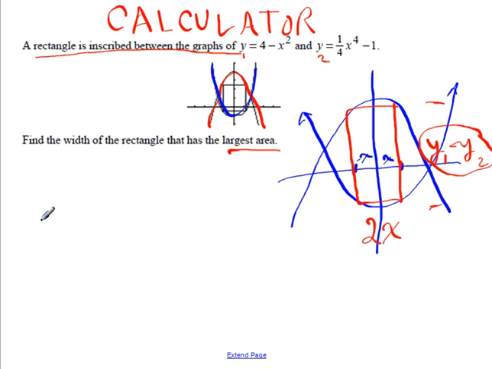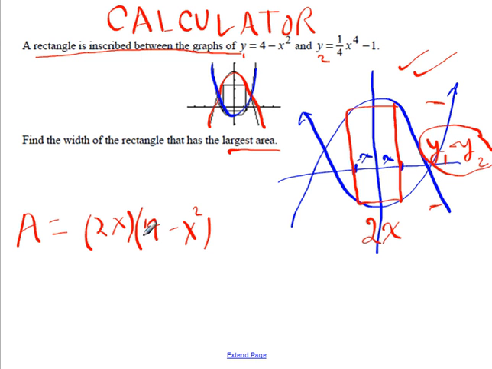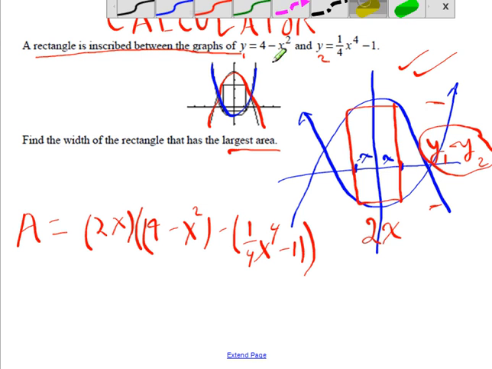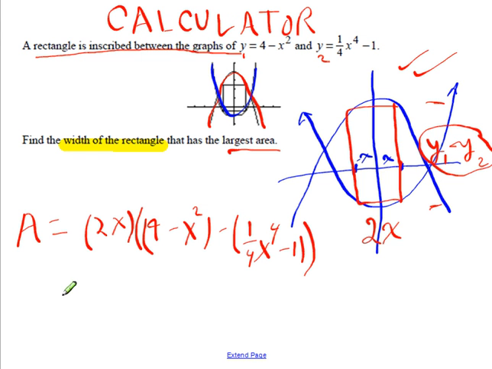All right, so the area, we have the dimensions to the right over here. So our area is going to be 2x times the difference of those heights. So 4 minus x squared minus 1/4 x to the 4th minus 1. Okay, and we want to maximize this area. And what we're looking for, just to be clear, when we get a final answer, is the width of the rectangle.